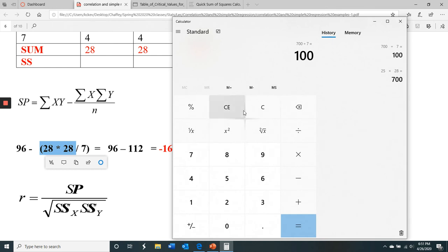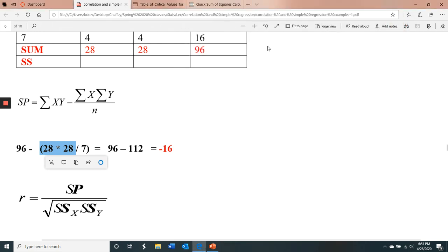Ooh, let me do that again. I do not like this when things don't work out. Ah, I must have pressed something wrong. 28 times 28 is 784. Since I did this before, I trust that more. Divided by 7, that's 112. So now we have 96, which was the sum of xy, minus 112. It's negative 16.